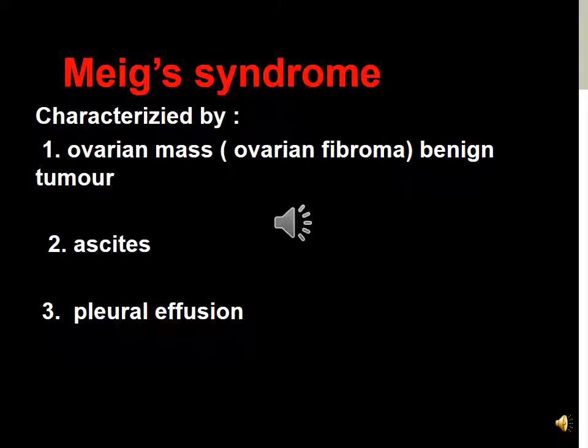We have a syndrome known as Meigs syndrome. Meigs syndrome is characterized by an ovarian mass, which is fibroma, ascites, and pleural effusion. Once we remove the ovarian fibroma, the ascites and pleural effusion disappear.